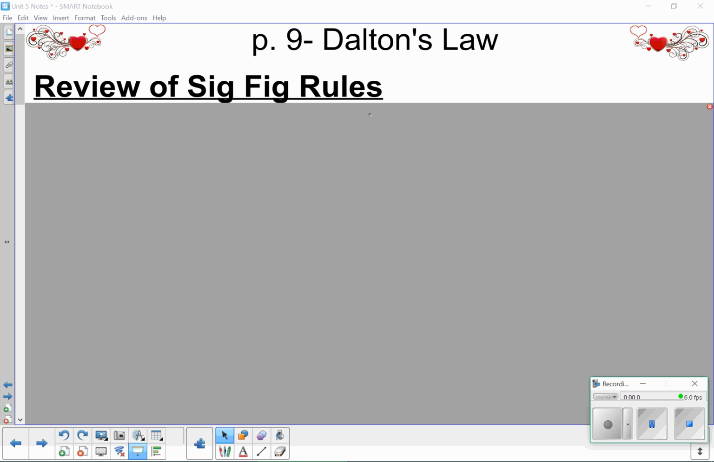So today we're going to talk about Dalton's law, and this is a law that has to do with pressure, but it also has to do with some math, which means I need to double check that you remember all of your sig fig rules.